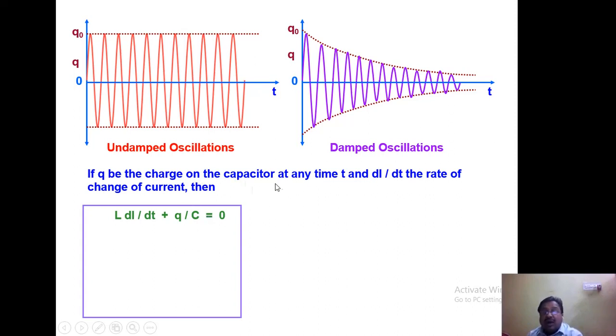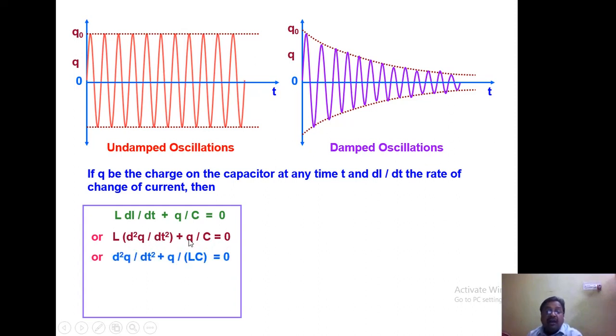And if Q be the charge on the capacitor at any instant t, and di/dt is the rate of change of current, then for the LC circuit, L di/dt plus Q/C will be equal to 0. That is the equation. But I equals dq/dt. If you put I equal to dq/dt, which is the induced EMF in the circuit, which is equal and opposite to the capacitive voltage, so the resultant will be 0 here. So di/dt means it will be d square q by dt square. So L d square q by dt square plus q by C equals 0.